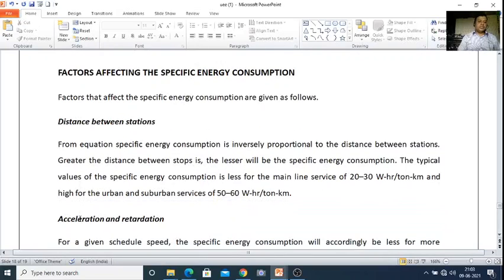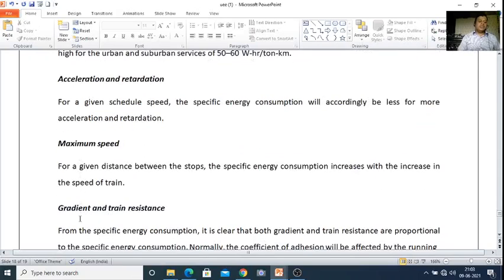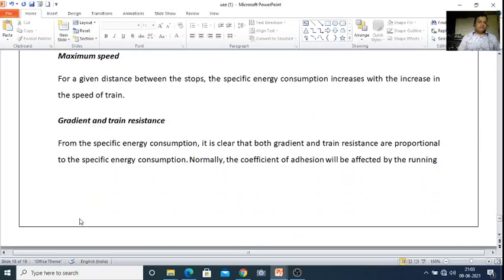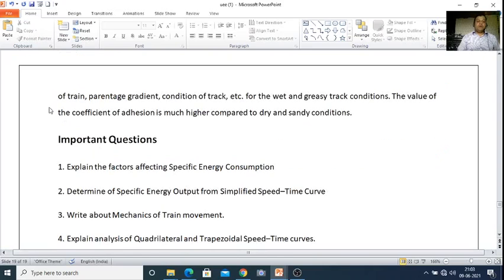So we have studied the distance between the stations, acceleration, retardation, and maximum speed. Now gradient and train resistance. From the specific energy consumption, it is clear that both gradient and train resistance are proportional to specific energy consumption. Normally, the coefficient of adhesion is affected by the running of the train, the percentage gradient, conditions of track, etc. For wet and sandy conditions, the value of coefficient of adhesion is lower compared to dry conditions.